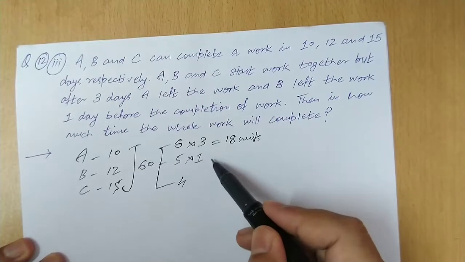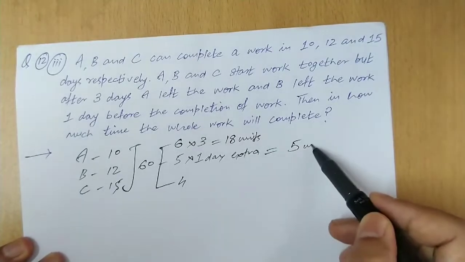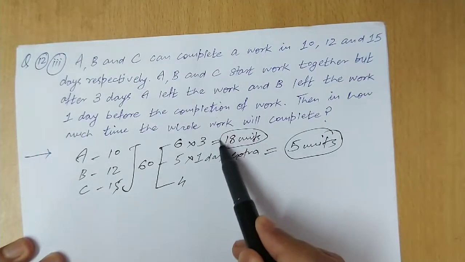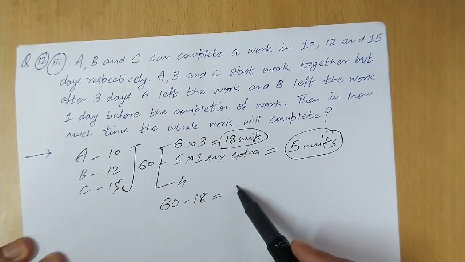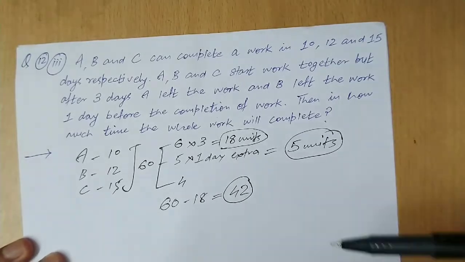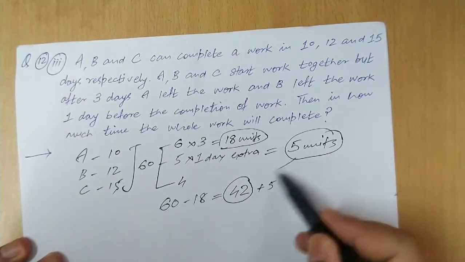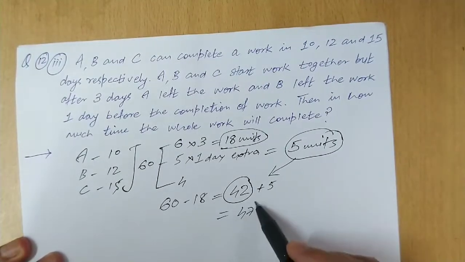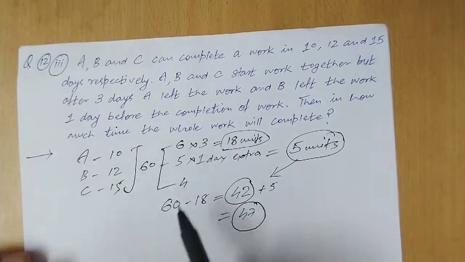5 into 1 day extra. Then he will be completing 5 units. A has already completed 18 units. Our remaining work is how much? 60 minus 18, 42 units is our remaining work. Now after we assume that B works till the end, he will be doing 5 units extra. So our total work is how much? 47. Now this 47 work is done by B and C.